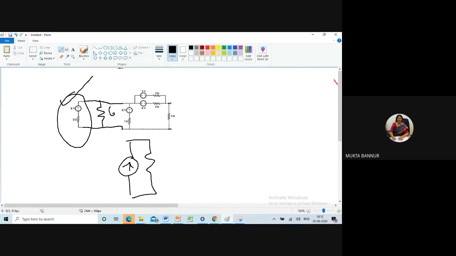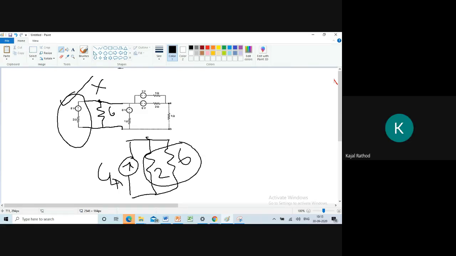This is 2 ohm. This is 8 by 2, 4 ampere. Okay, this resistance will be as it is at point X. This is 6, this is the same. Now these two are in parallel.